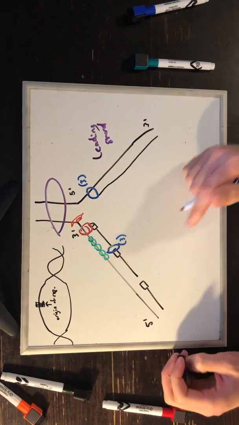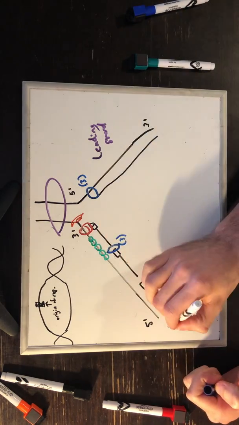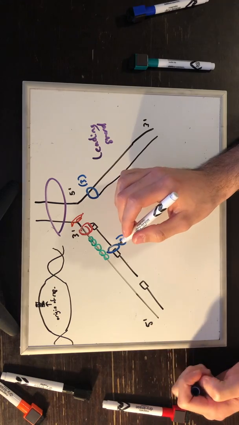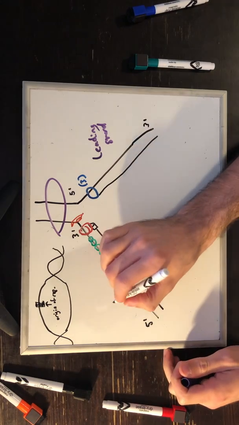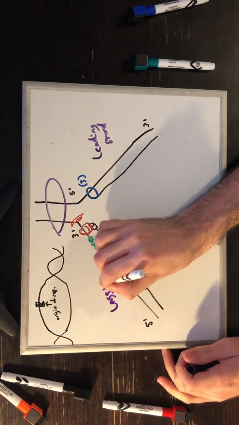The other strand is synthesized discontinuously away from the fork towards the 3' end. The fragments that are formed as a result of this are called Okazaki fragments. This strand is called the lagging strand.